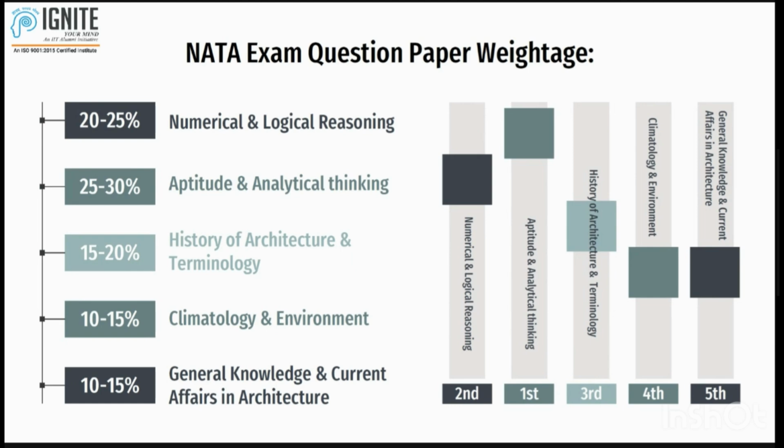Next, you have history of architecture and terminologies with a weightage of about 15 to 20%. And the next one, climatology and environment with a weightage of about 10 to 15%. And the last one, general knowledge and current affairs in architecture with a weightage of about 10 to 15%. As you can see, aptitude and analytical reasoning is the most heavily weighted, so be sure to spend enough time honing those skills.